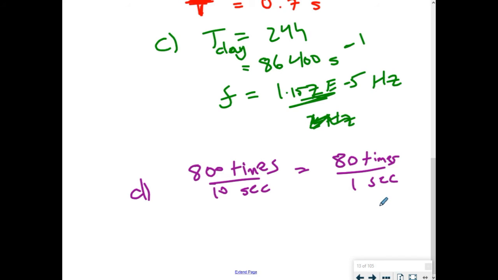Can you see how I managed to pull that off? I just basically cut it by 10, right? 800 in 10 is the same as 80 in 1.